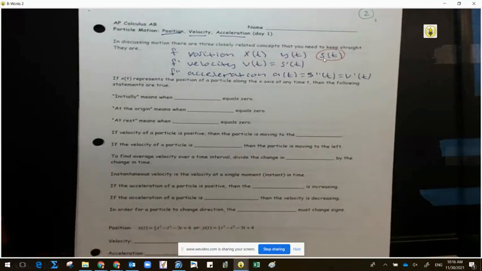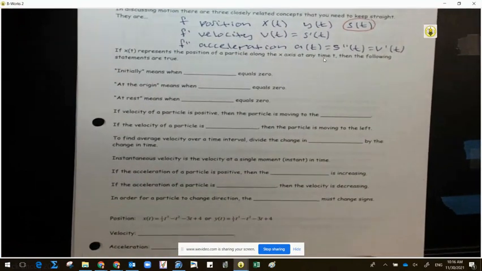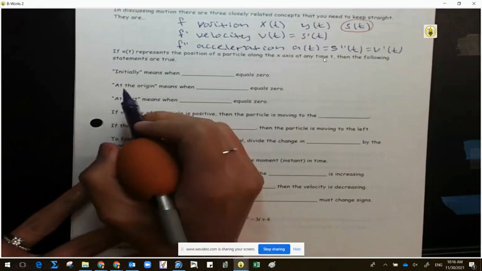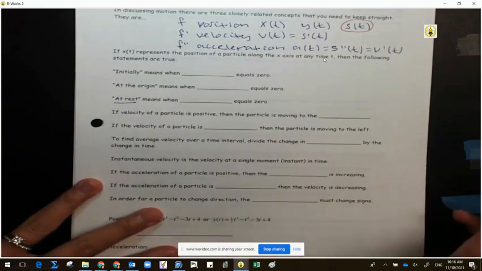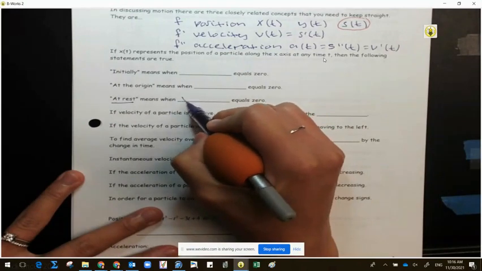All right. So now let's talk about what the following blanks are referring to. On the blanks, I'm not going to go over all of them. So if you want to fill it in, go for it. When something is at rest, that means our slope is 0. And our slope in this case is referred to as velocity.